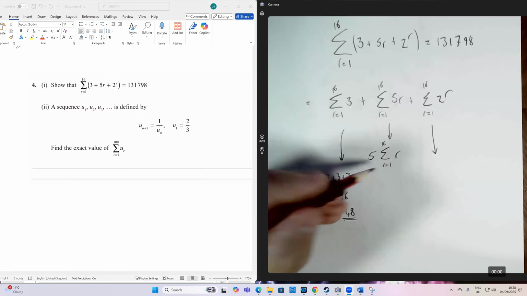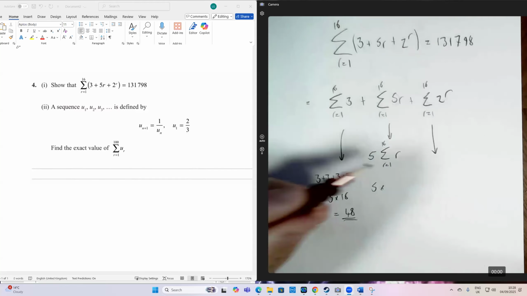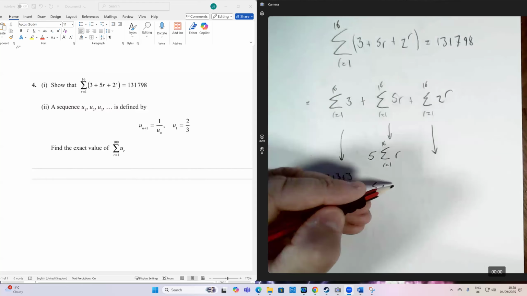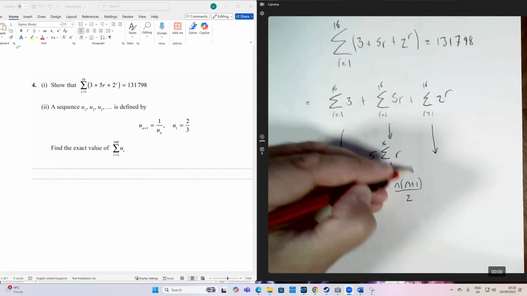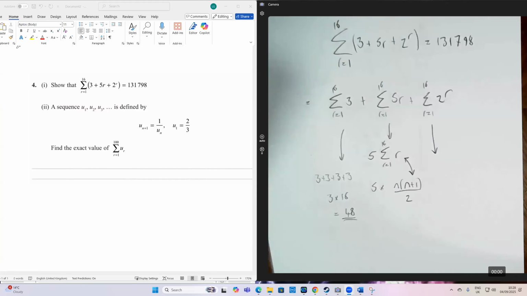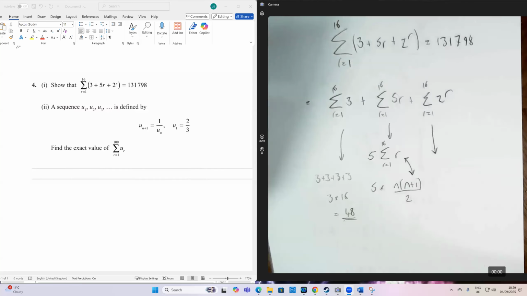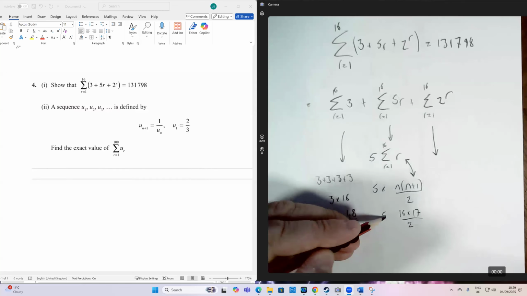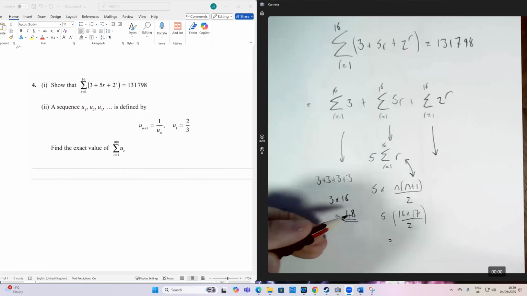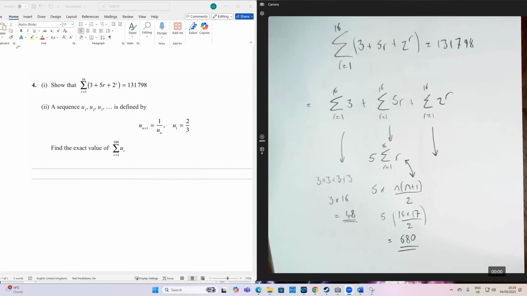Now the next one, we've got 5 times the summation from 1 to 16 of r. For the sum of r, that's where we use the formula n times n plus 1 over 2. That's something that you need to remember as the formula for sigma r. Sigma r is n times n plus 1 over 2, and in this case, our n is 16. So that is going to be 16 times 17 over 2 times by 5, and when we work that out, that comes to 680. So we've dealt with the first two terms.